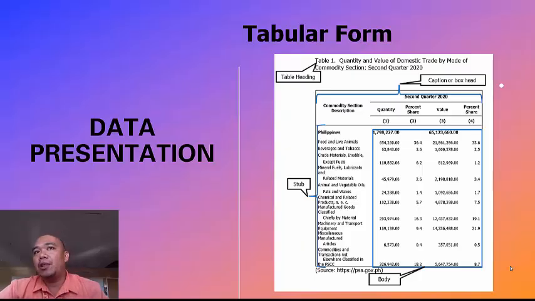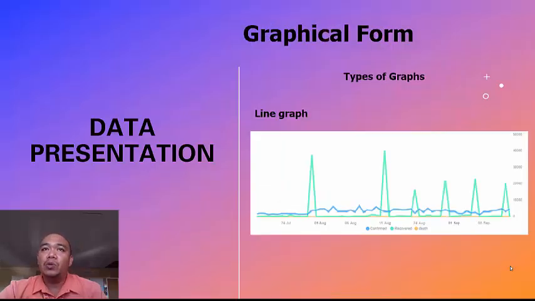Tabular form of data presentation is characterized by columns and rows. If the data is presented in terms of rows and columns, therefore we are presenting the data in tabular form. We have different names for parts of a table: the table heading, the caption or box head, the stub, and then the body. So this is an example of tabular presentation of data. Another way to present data is through graphs or graphical form.